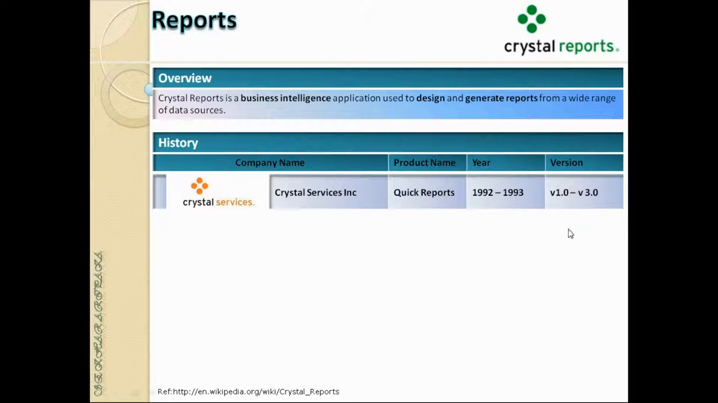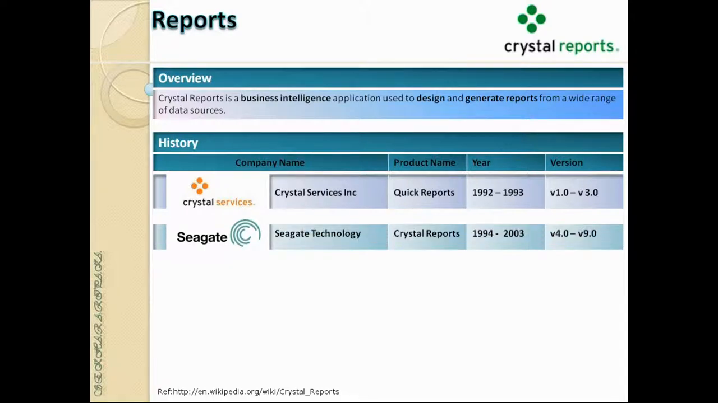Okay, and after that, Crystal Reports got sold to Seagate. Seagate bought the company. It's like a merger between both the companies, and Seagate renamed it to Crystal Reports. So that's when the Crystal Reports name started, with version 4.0 onwards until version 9. At this point, Crystal Reports was very stable and very popular, and I probably started using it from version 8.0, if I remember correctly. I worked a lot with Crystal Reports in the past, and really it's an amazing tool. You won't believe it.